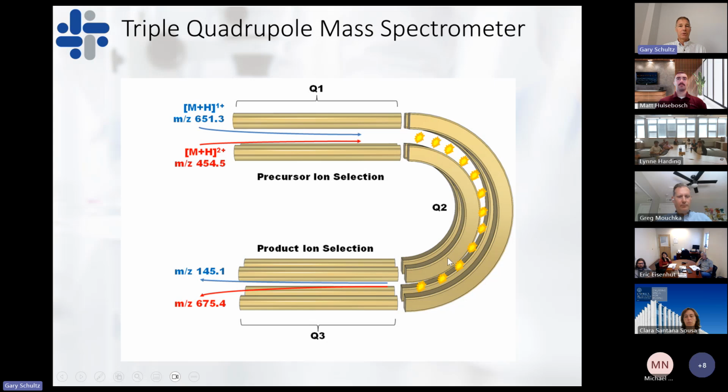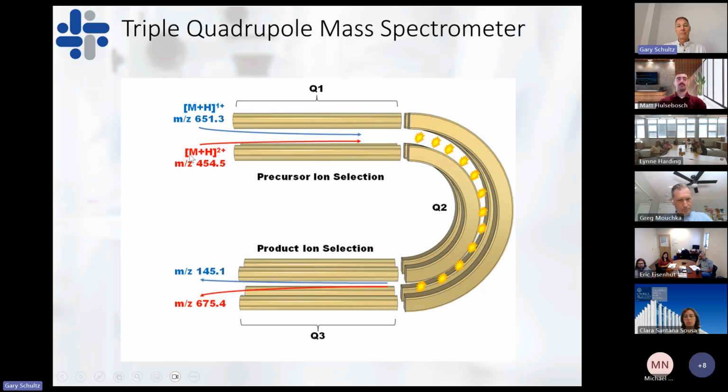I just wanted to show briefly, in case you're unfamiliar with how mass spectrometers are configured, a triple quadrupole mass spectrometer as an example. Once the ions are formed in the ion source and sampled into the vacuum system, in a triple quadrupole there are three different quadrupoles. The first one can be used to select the precursor ion for your target molecule. So as I said, for singly charged ions, we'll add one proton to the molecular mass and end up with a mass to charge of 651 in this example.